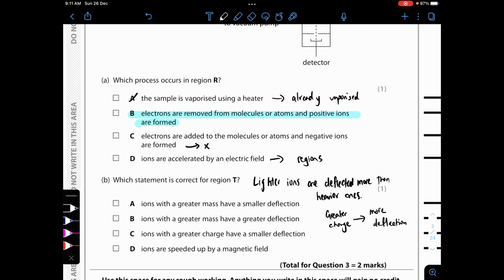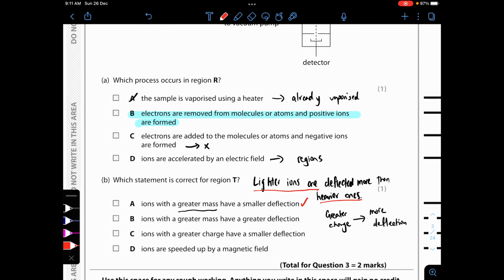So let's look at the answers again. Ions with a greater mass have a smaller deflection. Now is this true? We know that lighter ions are deflected more than heavier ones. So heavier ones are now deflected less. So we know this is correct.